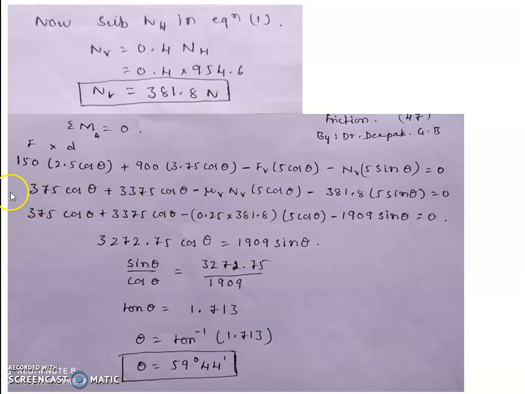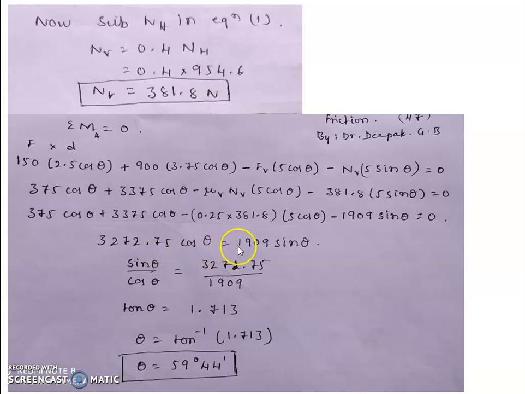5 sin theta is the perpendicular distance. Now simplify this equation. The first term simplifies to 375 cos theta. Second, 900 multiplied by 3.75 cos theta simplifies to 375 cos theta. Then for FV I substituted mu NV, and for the NV value I substituted here.